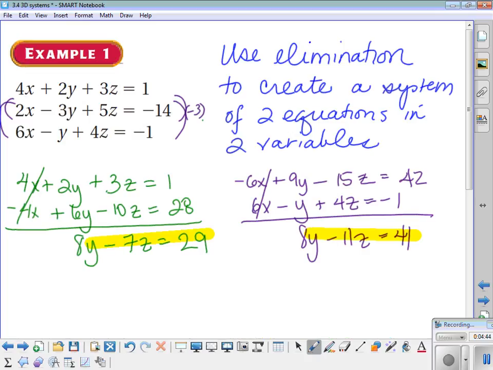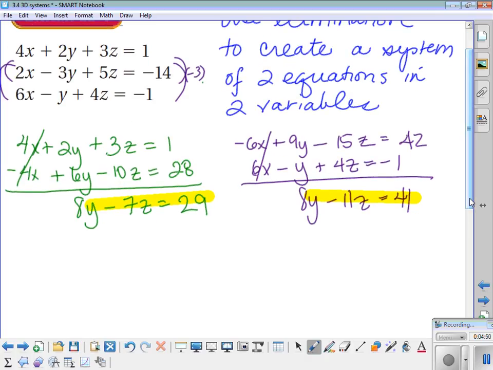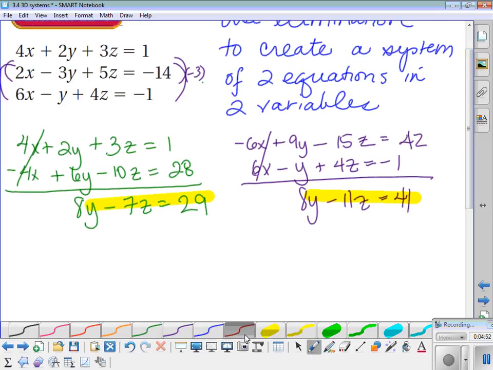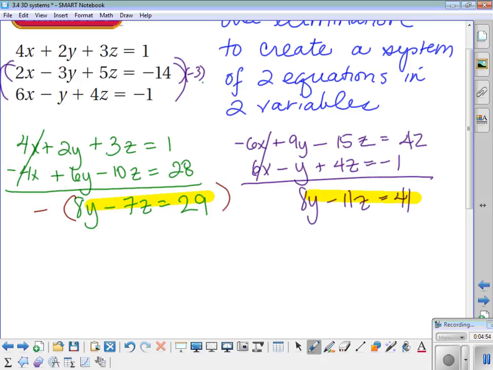You guys already know how to do that. And in fact, it's set up pretty well for elimination, isn't it? We got lucky on this one. So I'll go ahead and multiply this equation by negative 1. So I get negative 8y plus 7z equals negative 29. When I add those together, my y's cancel out. I get negative 4z is equal to 12, so z is equal to 3.